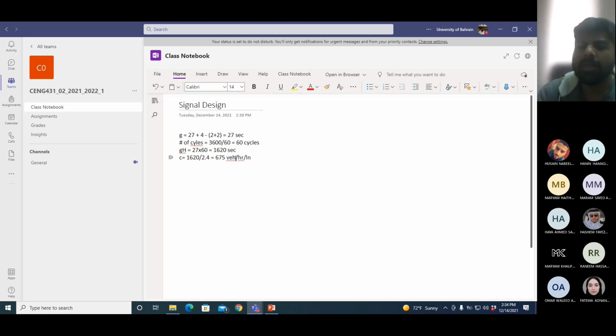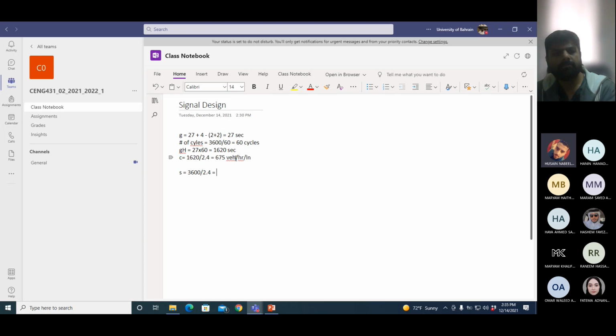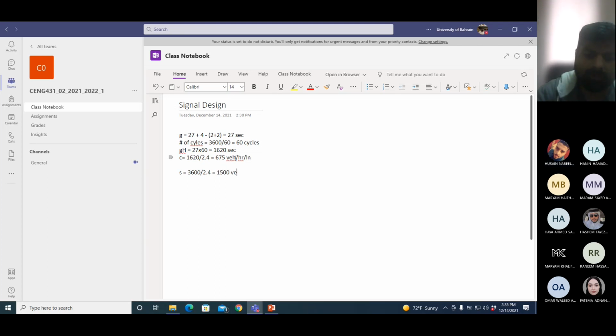Another approach is by using the saturation flow rate. I told you saturation flow rate is the inverse of saturation headway. So 3600 for the conversion divided by 2.4, the saturation headway. How much is the saturation flow rate here? 1500, Doctor. 1500 vehicles per hour per lane again, because again we are using a headway.